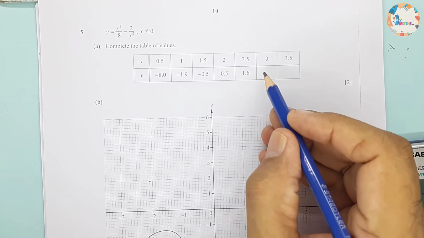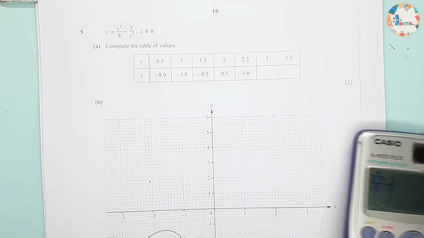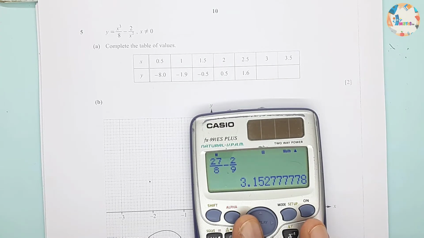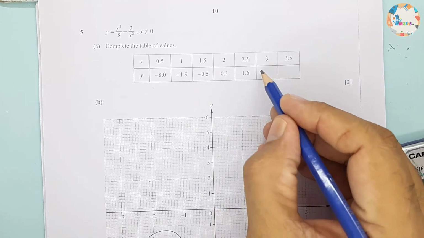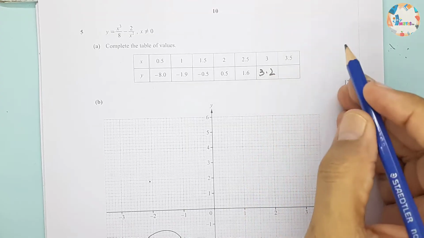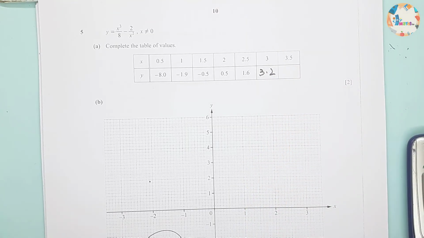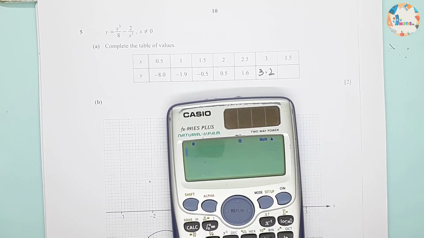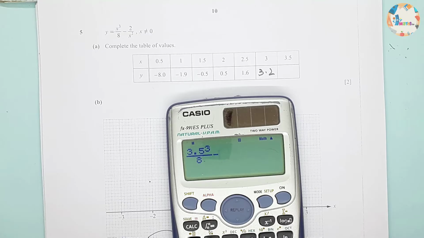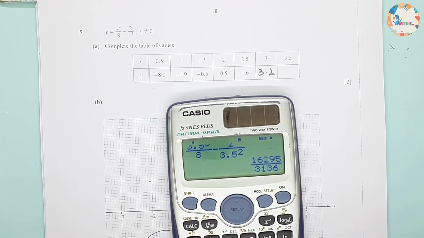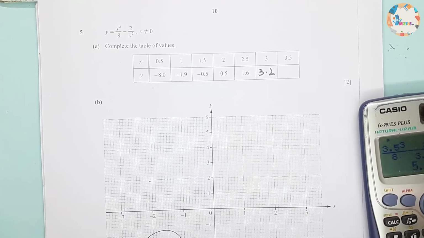or we can write, basically we have to replace 3, right? So 27 over 8 minus 2 over 9 will be equal to 3.15, or we can write 3.2 because we are rounding to one decimal place. Now we can change to 3.5, and if we replace 3.5 cubed over 8 minus 2 over 3.5 squared, this value will be 5.19, or we can write 5.2.